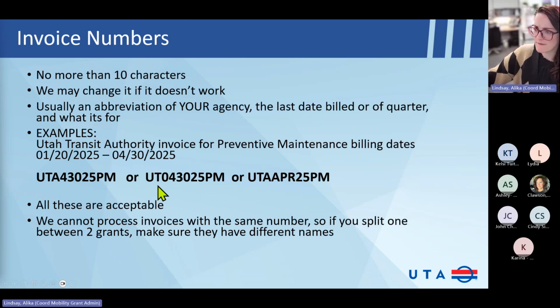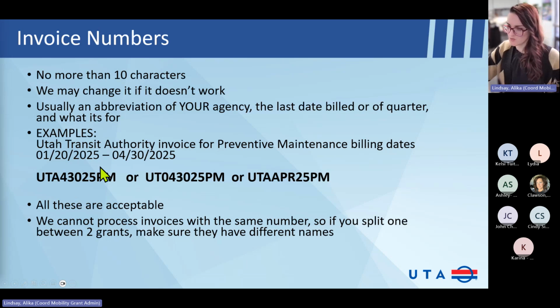So I would do, this is the name of my agency, and I'm invoicing for preventive maintenance, and these were my billing dates. So I'm going to do UTA April 30th, 25, because that's what I'm billing to, and then PM for preventive maintenance, or 4:30:25 PM, or April 25 PM. However you want to do it is fine, as long as it's 10 characters.